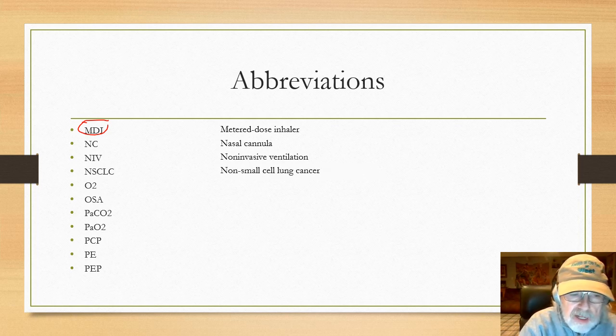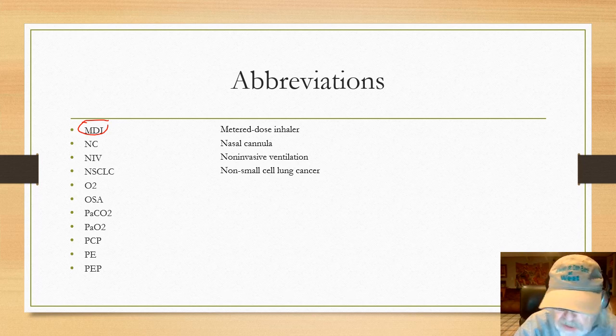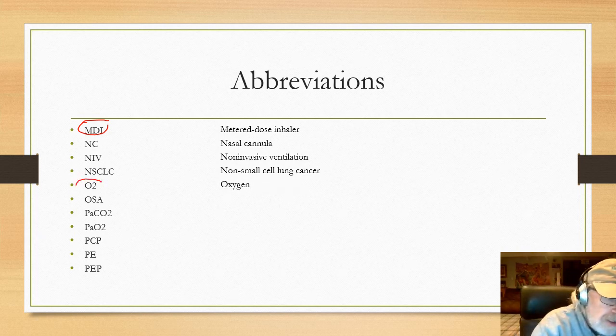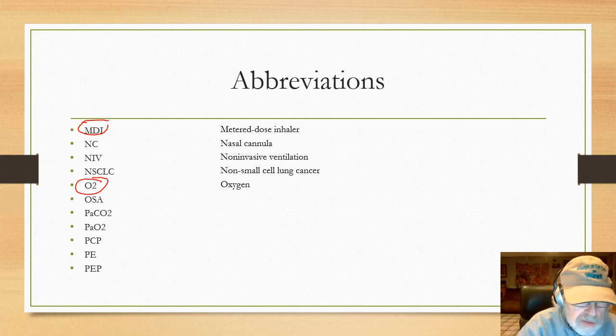And NSCLC, non-small cell lung cancer. They look at small cell lung cancer and non-small cell lung cancer, and that's how they sometimes determine what the survival rate is going to be, by what type of cell it is. O2, you should know. Oxygen, that's a given. Obstructive sleep apnea, that's basically sleep apnea.